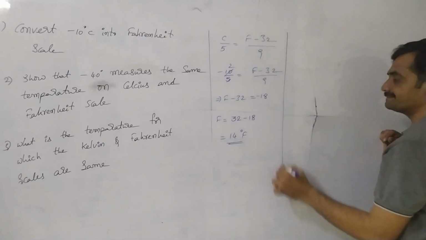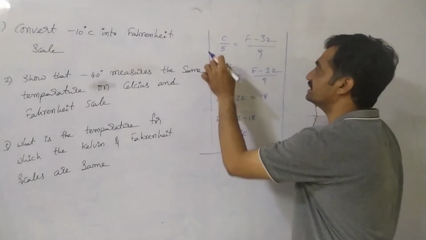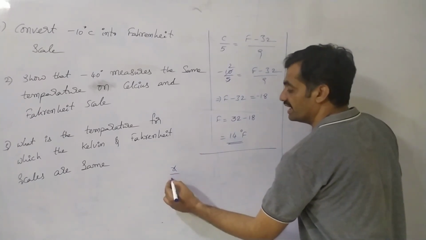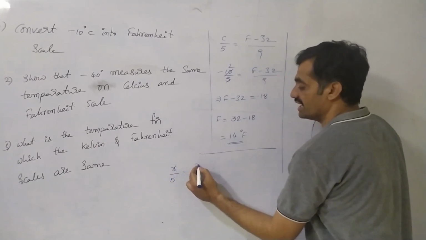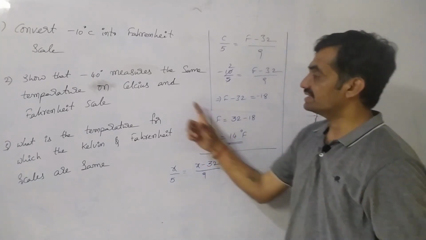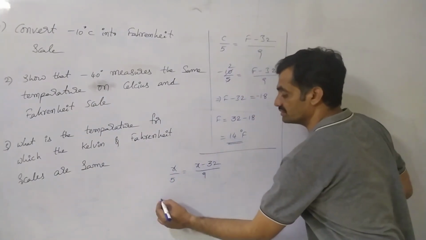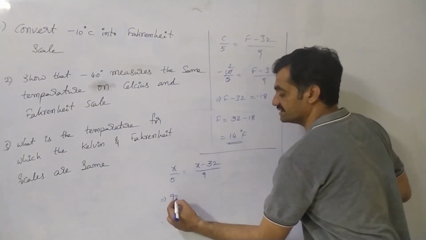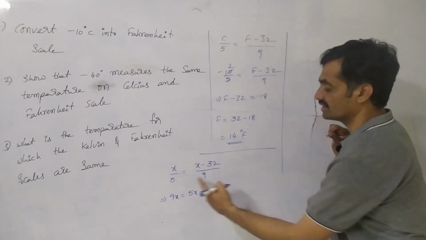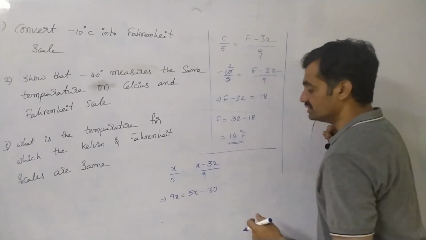Come to the case of this. Here I am going to consider the temperature in the Celsius scale as x. x/5 = (x - 32)/9. Since they are the same on Celsius and Fahrenheit, I had considered it as x. So when we cross multiply this expression, observe that 9x = 5x - 32 into 5. 5 2s are 10, 5 3s are 15, nothing but 160.